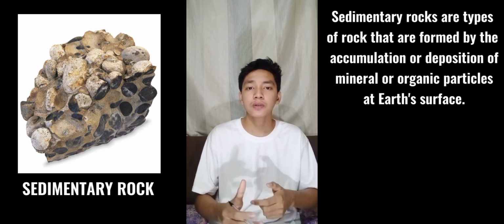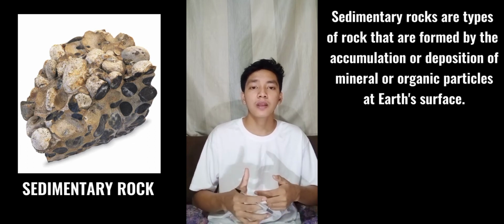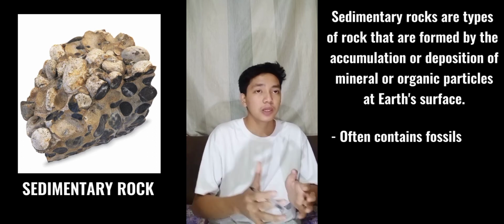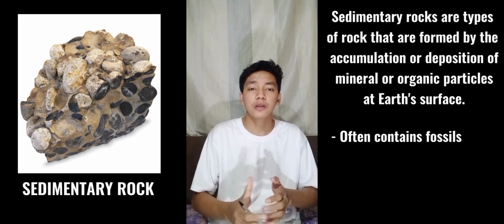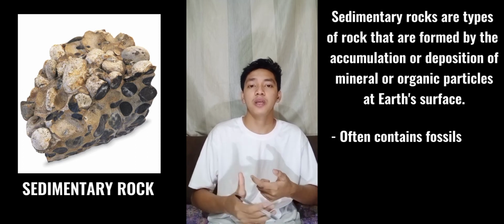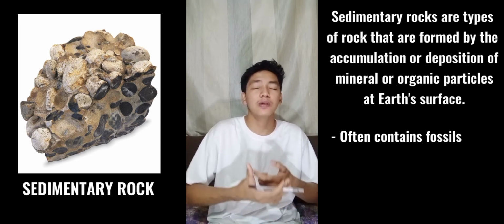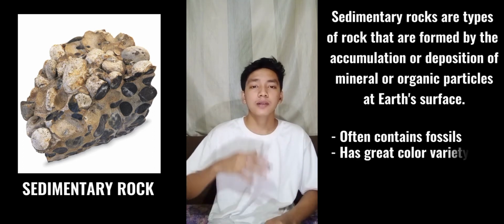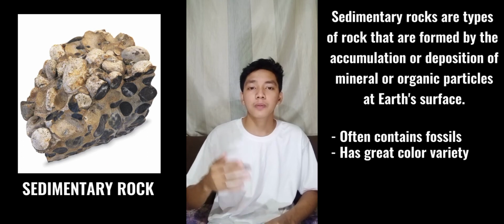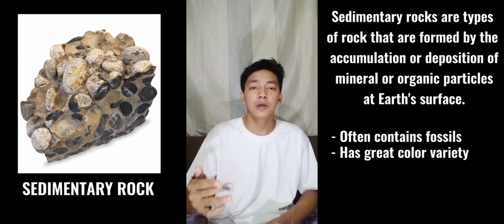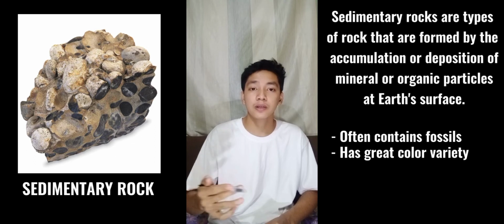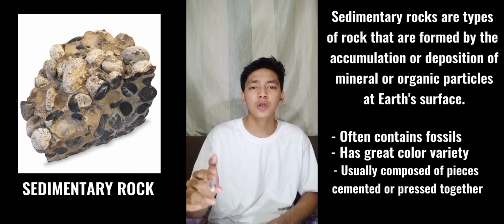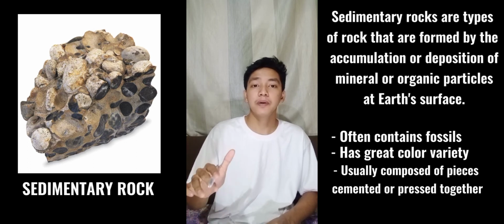Some of the characteristics of sedimentary rocks: they often contain fossils. Layers are originally flat but can become curved over time because of the shifting forces acting on Earth's crust. They have great color variety, falling within two spectra, green-gray to red, and olive-gray to black, and are usually composed of pieces cemented or pressed together.